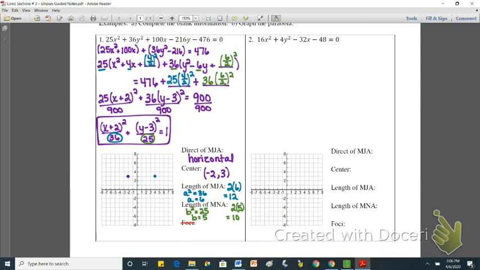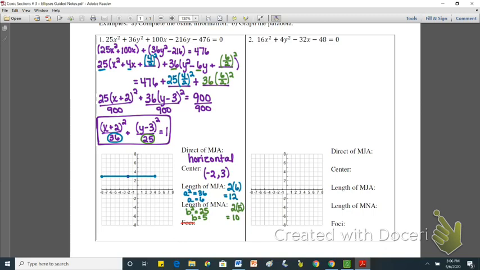Put a point. Okay, I'm going horizontal from the center. I'm going to count 6 the other way. 1, 2, 3, 4, 5, 6. Put another point. That is the end point of my major axis. That is why it is 12 units long. From beginning to end, it's 12 units long.